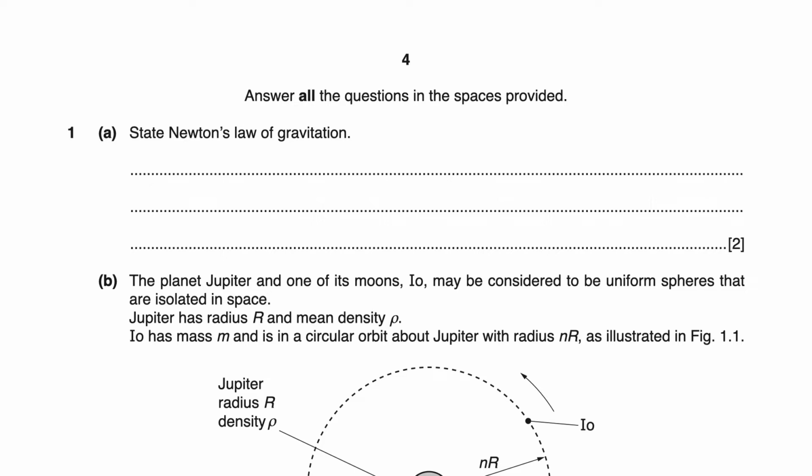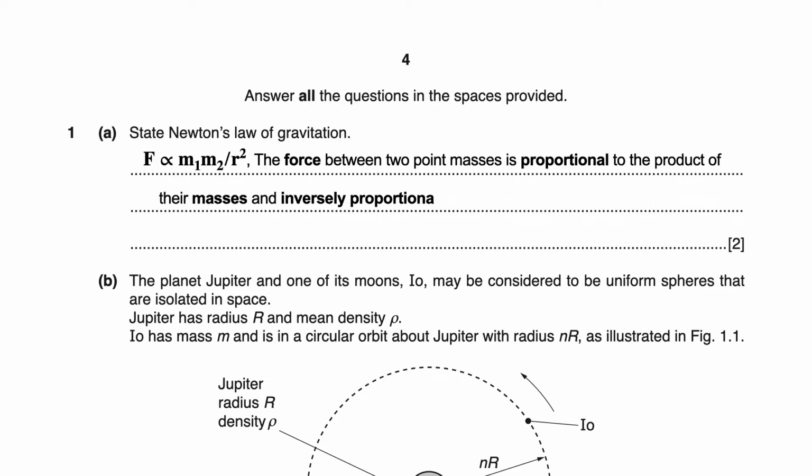The force between the 2 point masses is proportional to the product of their masses. This we know because F is directly proportional to m1 and m2, and it is also inversely proportional to the square of the distance between them, or the separation distance squared. So how we can make an answer is: the force between 2 point masses is proportional to the product of their masses and inversely proportional to the square of their separation. So 2 marks.